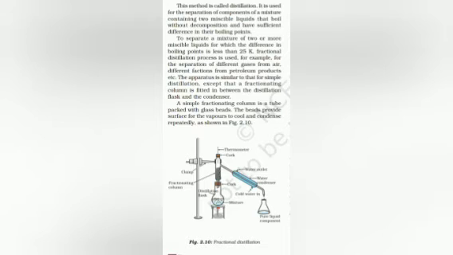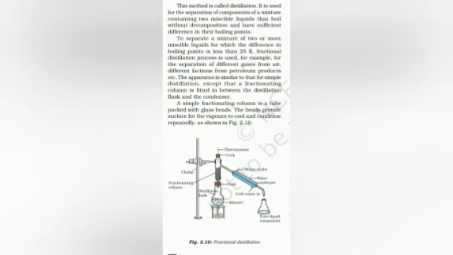For example, for the separation of different gases from air, or different fractions from petroleum products, we can use this. The apparatus is similar to that of the simple distillation, except that the fractional column is fitted in between the distillation flask and condenser. So different liquids get separated out at different temperatures.